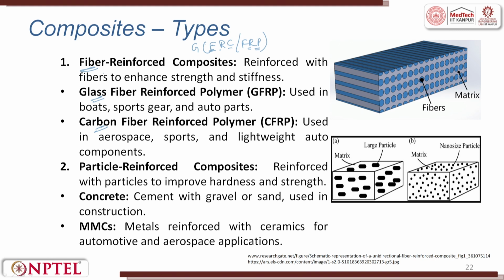So, when we try to talk about fiber reinforced composites, the reinforcement is with the fiber to enhance strength and stiffness. Glass fiber reinforced polymers are used in boats, sports gear and auto parts. Carbon fibers are used in aerospace, sports and lightweight components. The tennis racket is made out of carbon fiber reinforced polymers. The golf stick, the stick stem, is made out of carbon fiber, which is very, very lightweight.